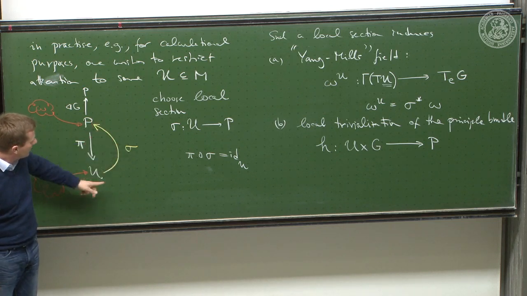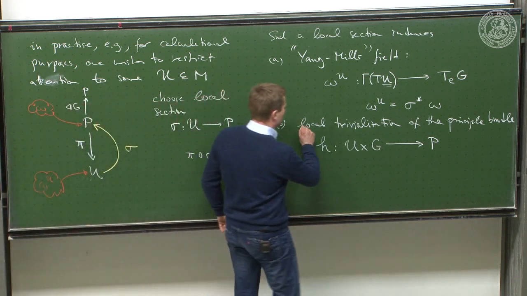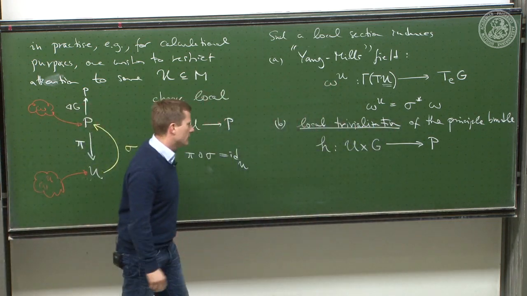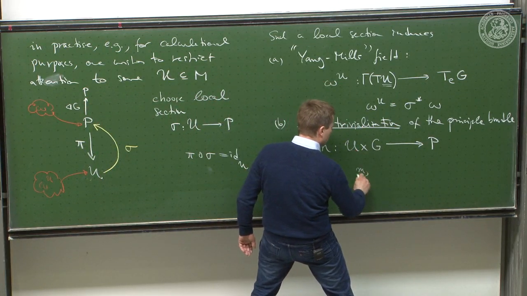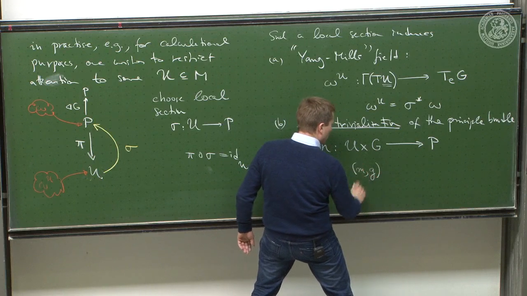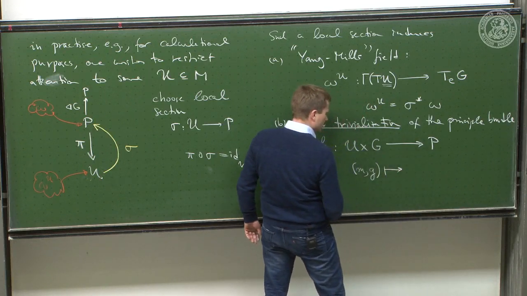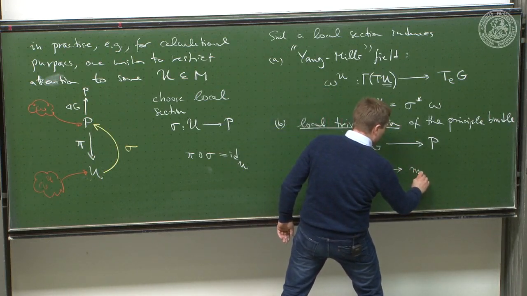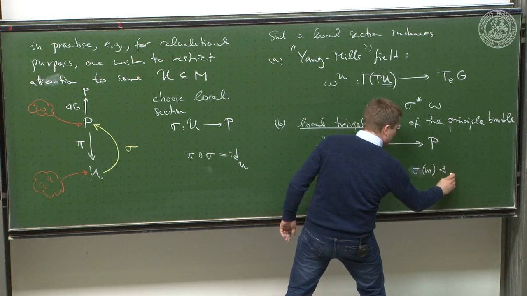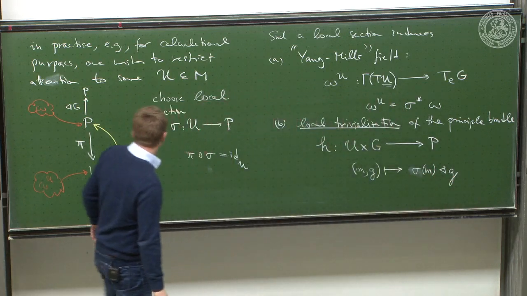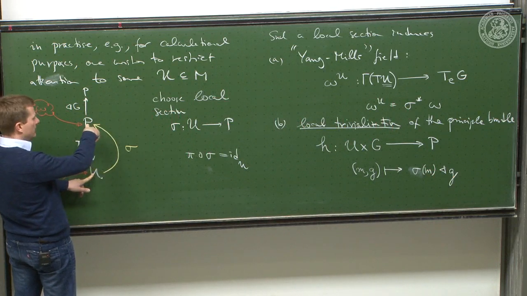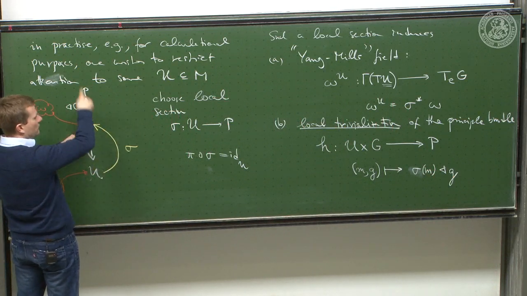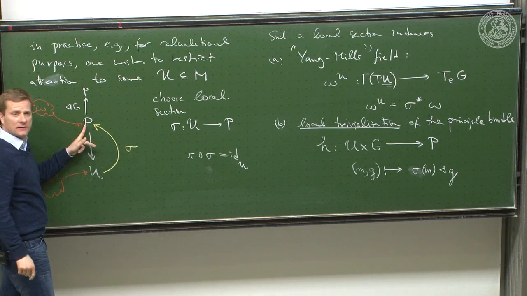But then a local section will give you a local trivialization, namely such a map. How? Well, you take an element little m in U, an element G in the group, and you map this to sigma of M acted upon from the right by G. Because a point M in here is first lifted by the sigma to a point in here, and then the G moves you in the fiber.